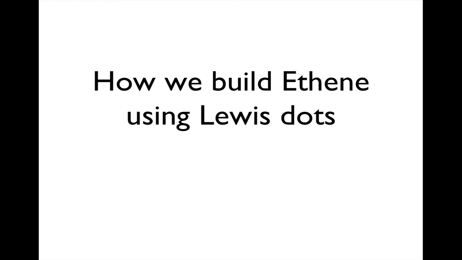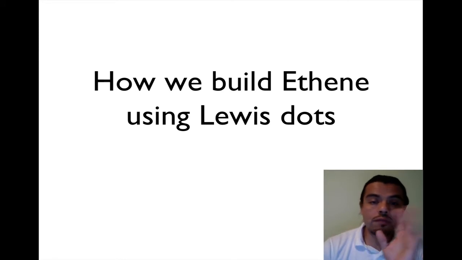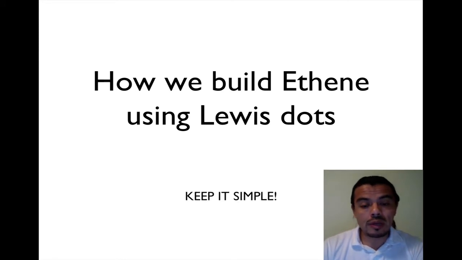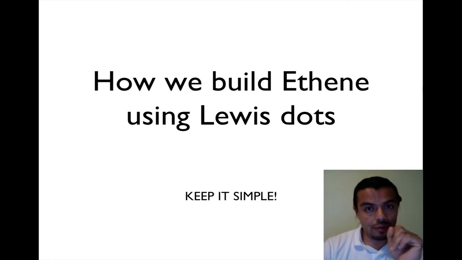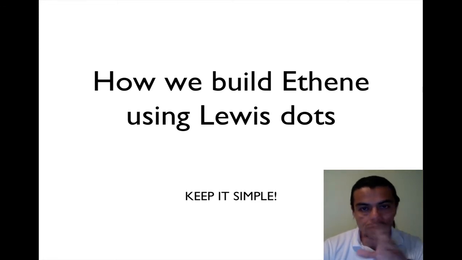Today what we're going to be doing is looking at how we build ethene using Lewis dots. If you remember, this was the one molecule that we were having trouble with when I was helping you out, and that's because we thought it was actually going to be a lot more complicated, when in reality, it's actually really, really very simple. And I'm going to show you that, and I'm going to keep it simple, okay? This is really, really simple. There are no exceptions, no funky rules or anything like that. It's just the same as what we've done before. But I'm going to show you step by step, okay?